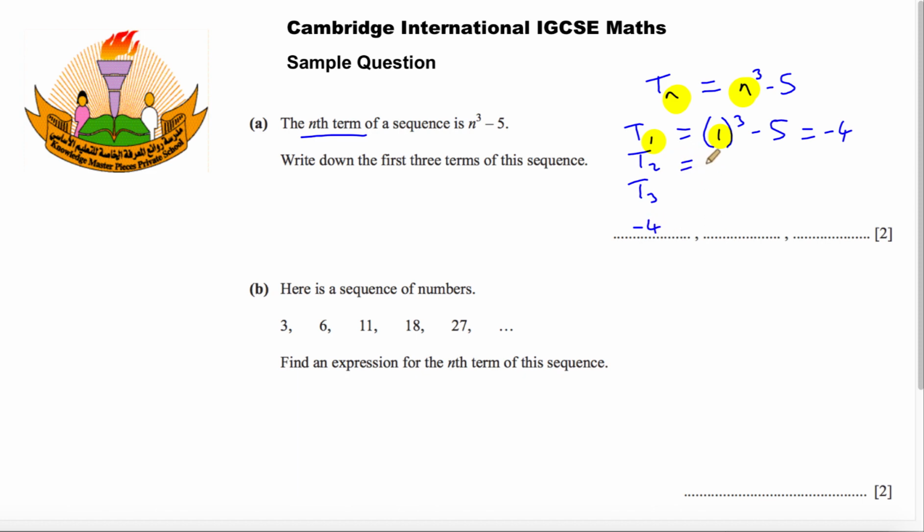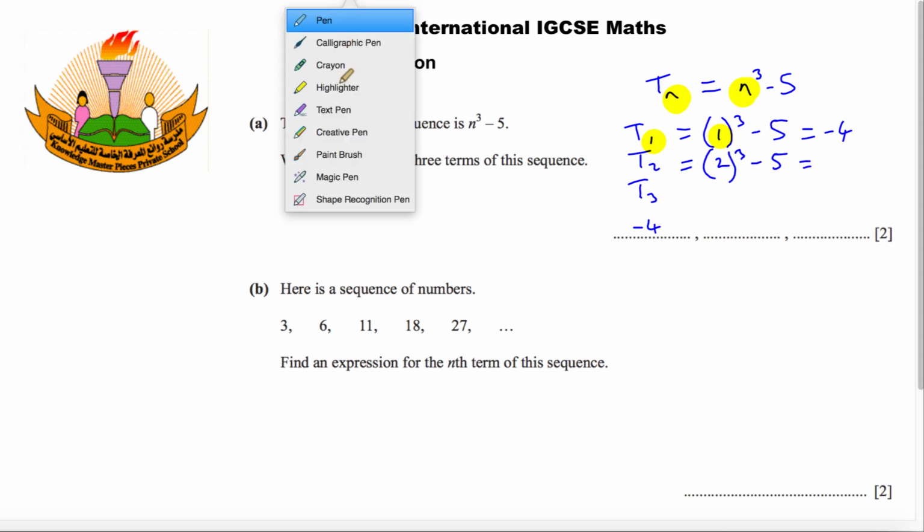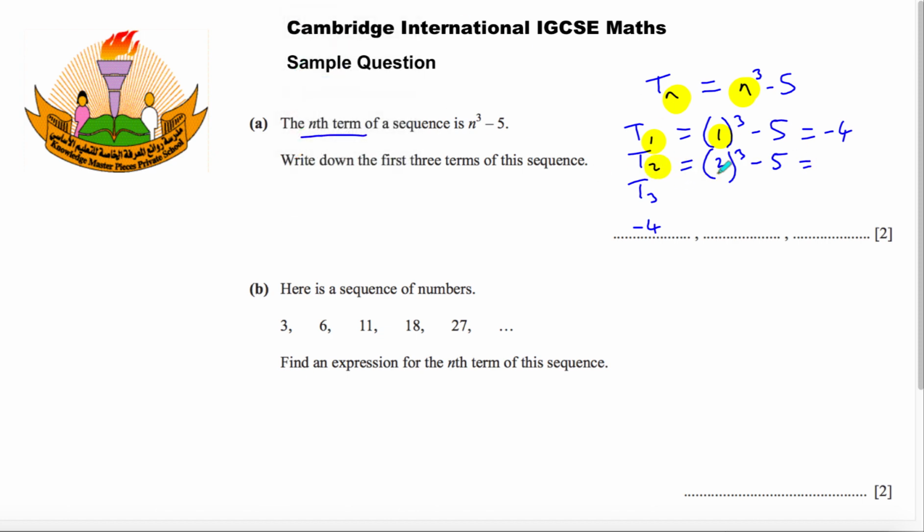T2 would be equal to 2 cubed minus 5. And again, you can see what we're doing here is replacing the n with the number 2. So 2 cubed is 2 by itself 3 times. That's 2 times 2 times 2, which is 8. That is not 6, be careful for that mistake. 2 cubed is 8, minus 5 is 3. So T2, or the second term, is 3.